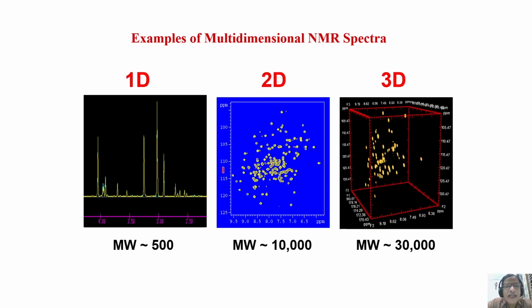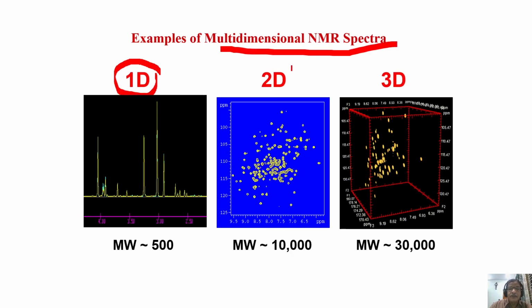Now, there are many examples. We go ahead and see multiple multi-dimensional spectra, just to show how we represent contour plots of different multi-dimensional NMR spectra. This is the 1D, this is 2D, and this is 3D. In the one-dimensional spectrum, we have a frequency domain on this axis, the chemical shift, and only peaks here.